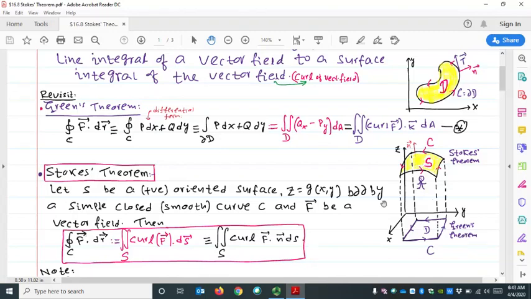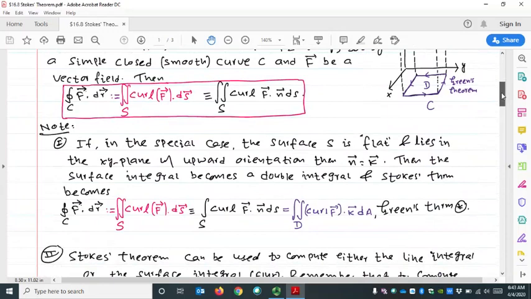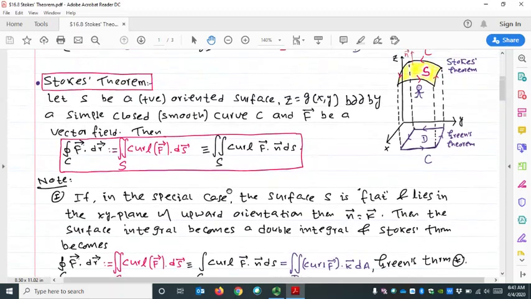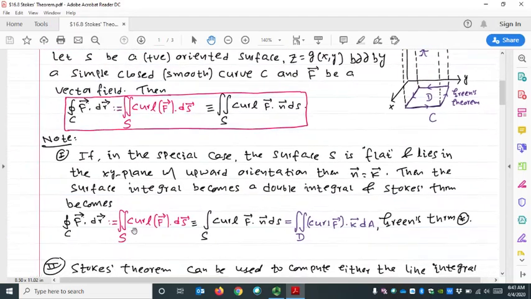Let me make some points here. Note number 1: in the special case, the surface is flat and lies in the xy plane with upward orientation, then the normal vector n we used in the Stokes theorem is k. Then the surface integral becomes a double integral, and Stokes theorem becomes the Green's theorem.